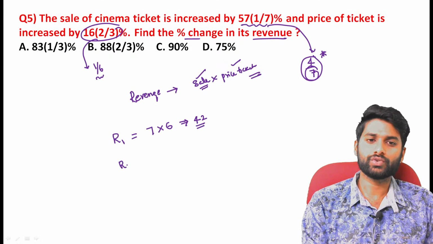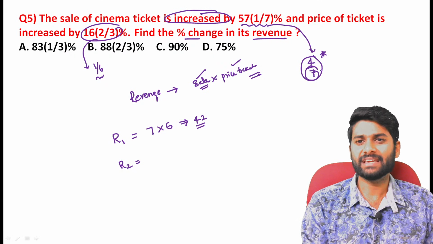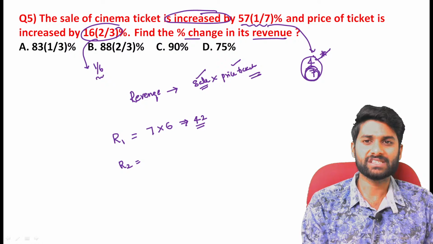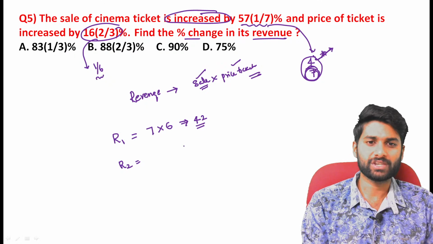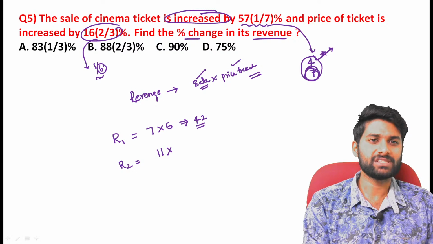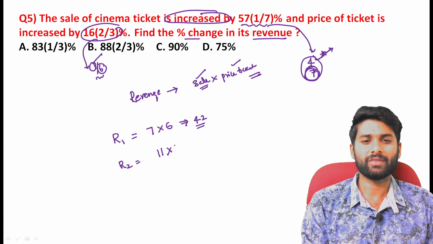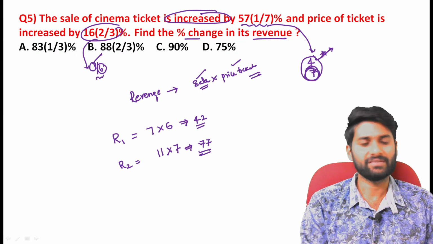Now, what is revenue 2 here? The sales of cinema tickets increase by 4 units. Why? Because initially 7 units, and the numerator is the resultant, meaning they increase by 4 units. Now it becomes 11 units into. And the same thing here, the price is also increased. Initial price is 6 units. Now the resultant increases by 1 unit. Now the value becomes 7. Now the total revenue becomes exactly equal to 77.